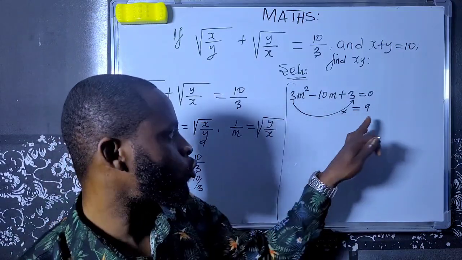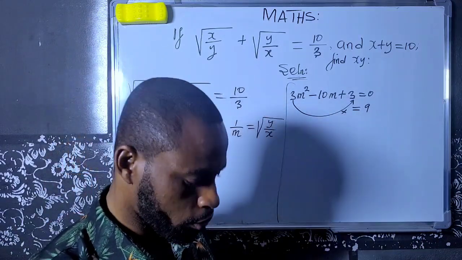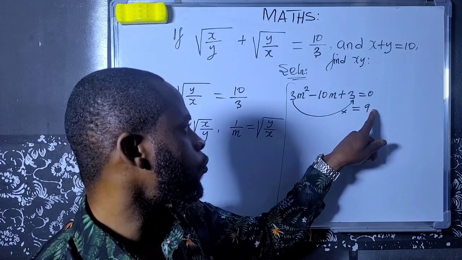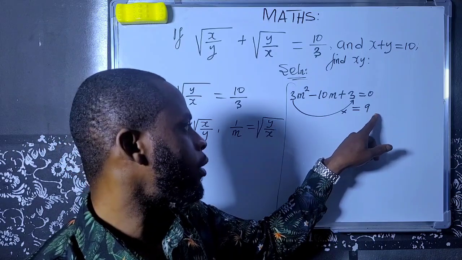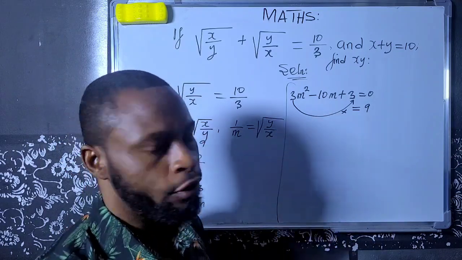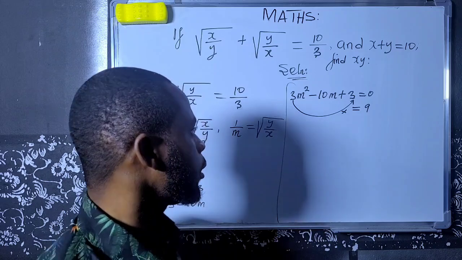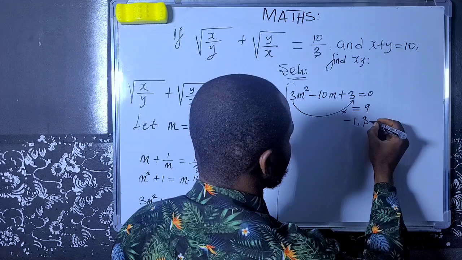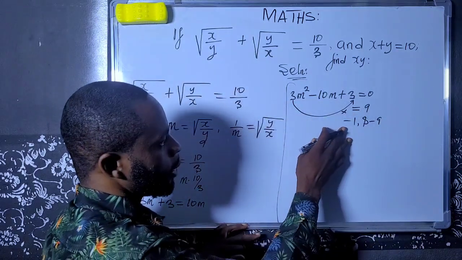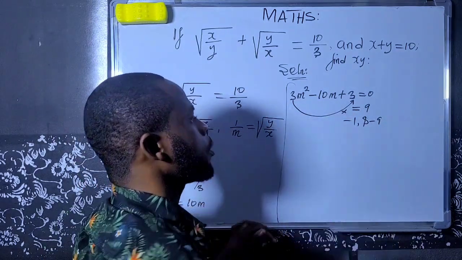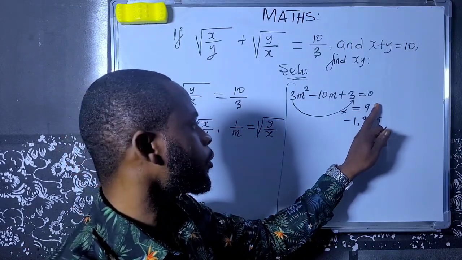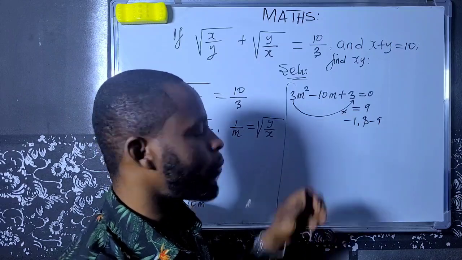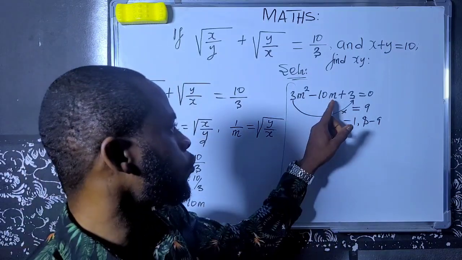Then at this point, you look for two possible factors of 9, so that when you multiply, it will give you plus 9, and when you add these two factors, it will give you negative 10 here, and these factors are negative 1 and negative 9. If you multiply negative 1 times negative 9, you get plus 9 exactly. And if you add minus 1 plus minus 9, you have minus 10 exactly, which is the coefficient of m.